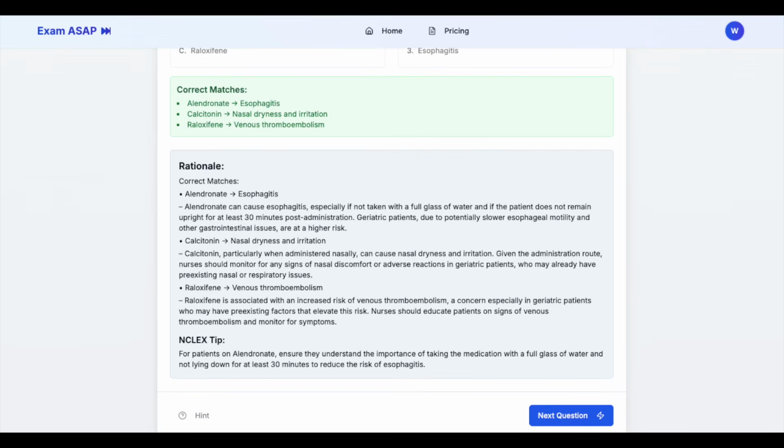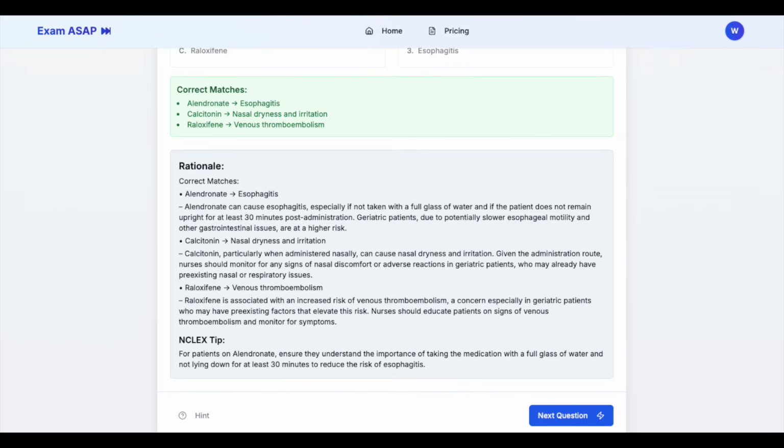Rationale. Alendronate can cause esophagitis, especially if not taken with a full glass of water and if the patient does not remain upright for at least 30 minutes post-administration. Geriatric patients, due to potentially slower esophageal motility and other gastrointestinal issues, are at a higher risk. Calcitonin, particularly when administered nasally, can cause nasal dryness and irritation. Given the administration route, nurses should monitor for any signs of nasal discomfort or adverse reactions in geriatric patients who may already have pre-existing nasal or respiratory issues.